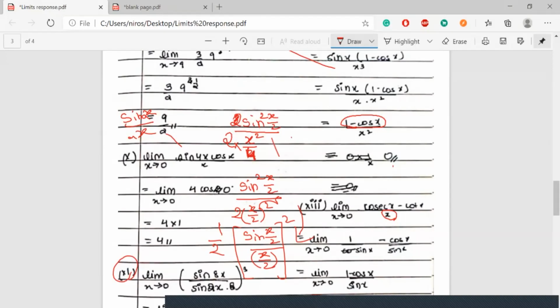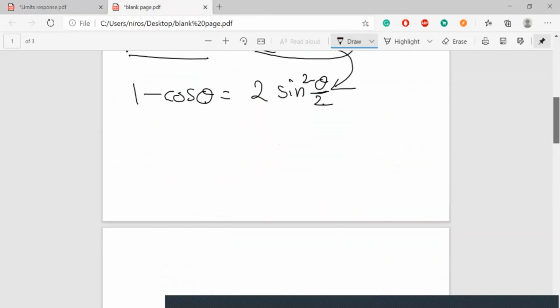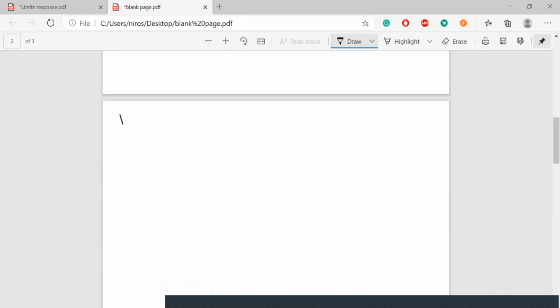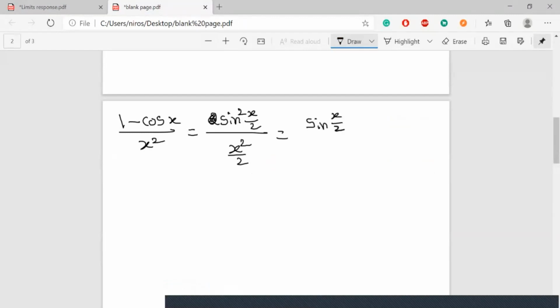Understood from here to here. I will write it over here. Just see this. So we are writing 1 minus cos x by x square. We know 1 minus cos x is 2 sine square x by 2, correct? By x square as it is. Now I am just sending 2 over here. This is nothing but sine x by 2 whole square. I told before, sine square x by 2 is nothing but sine x by 2 whole square.